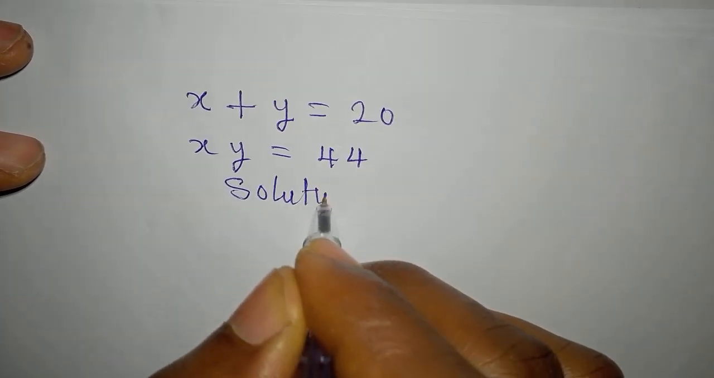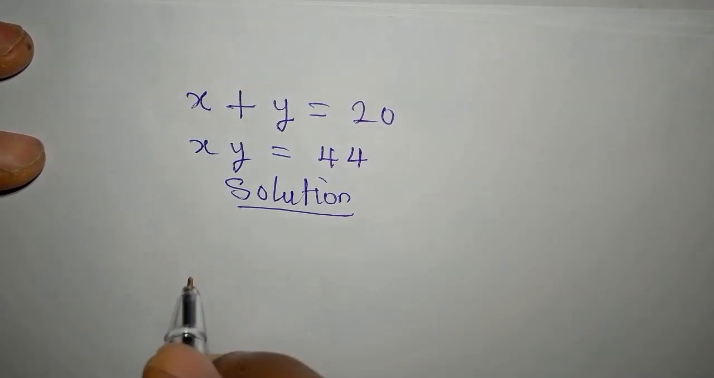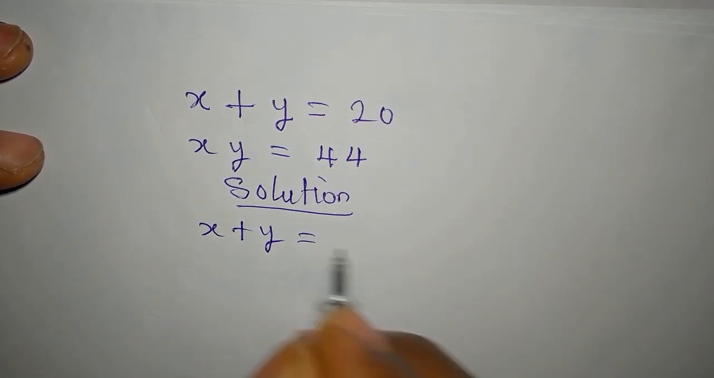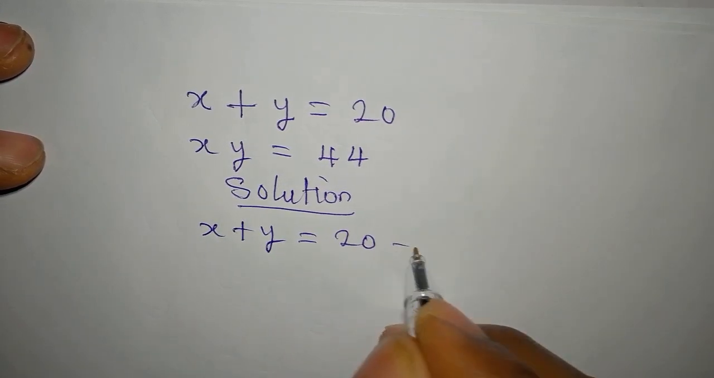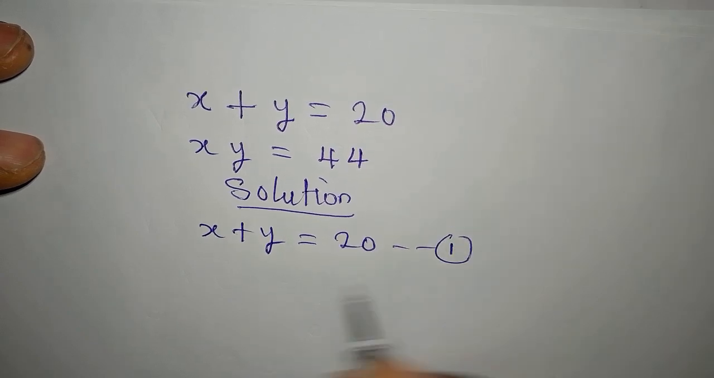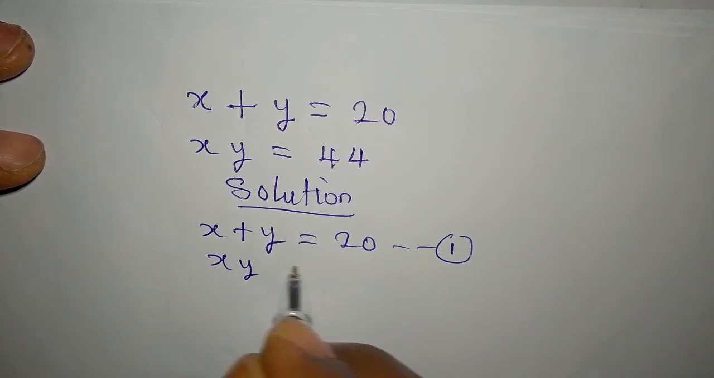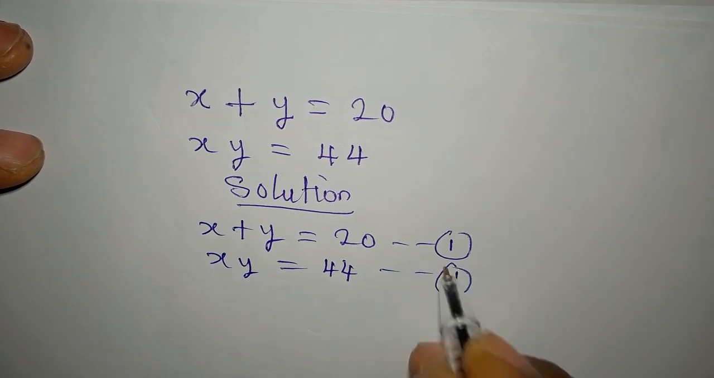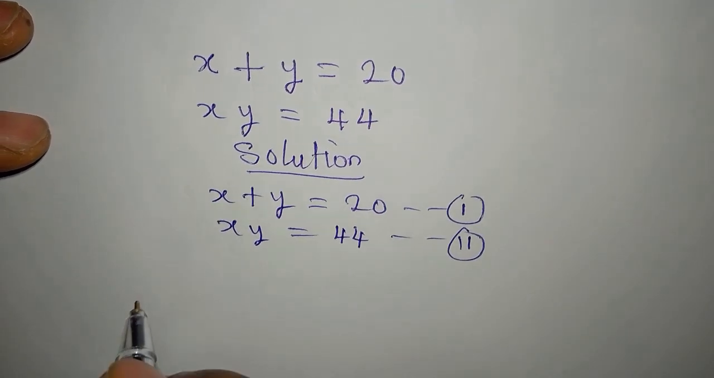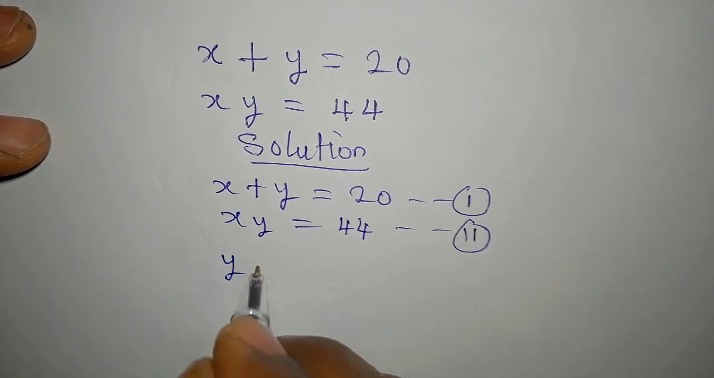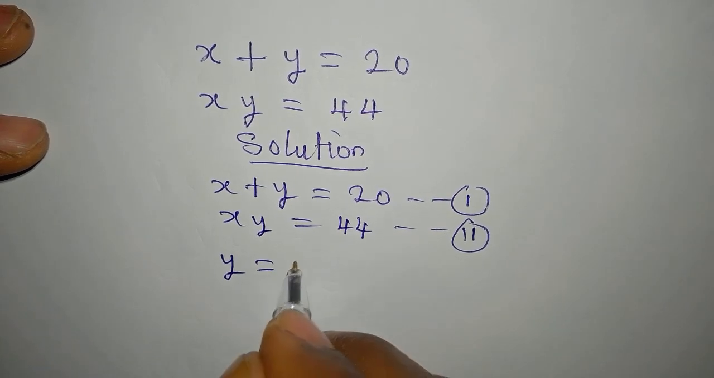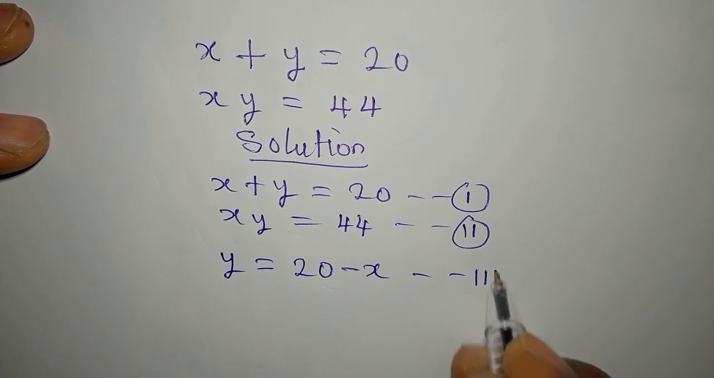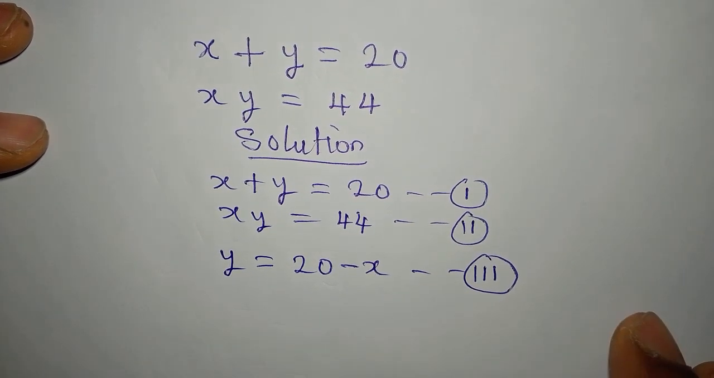Let's provide the solution to this simultaneously. x plus y equals 20. This is our equation 1. Then xy equals 44 is our equation 2. From equation 1, y can be equal to 20 minus x, and we will call this our equation 3.